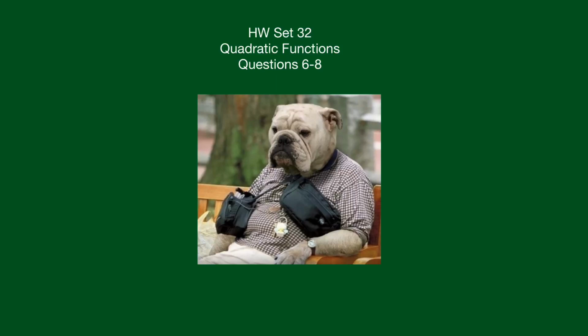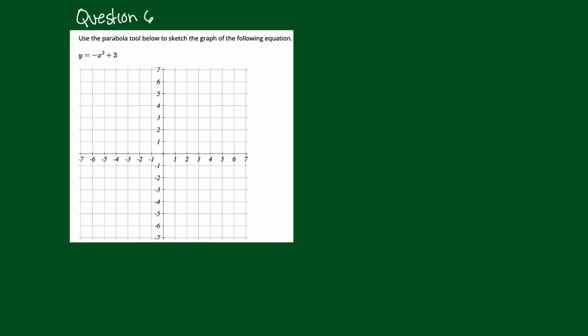This is homework set 32, questions 6, 7, and 8. Question 6 asks us to graph that quadratic right here that you can see opens downward. All right, let's get the x-coordinate of the vertex here. So the x-coordinate we know is negative b over 2a.